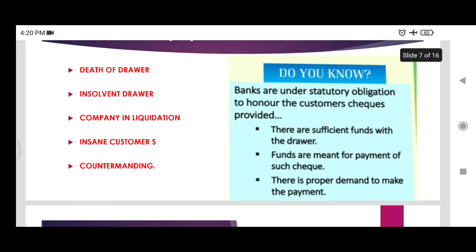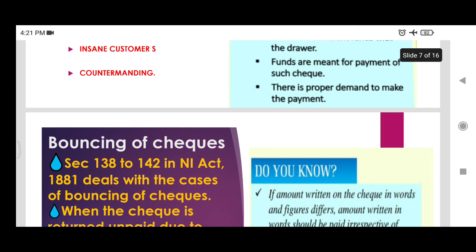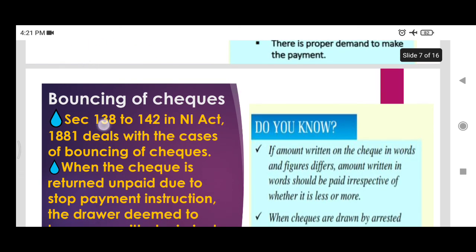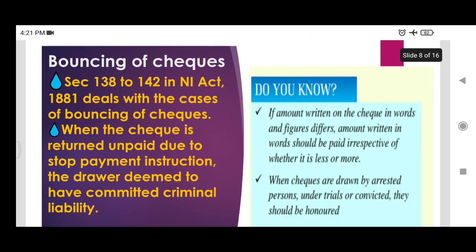We'll see one fact. Do you know banks are under a statutory obligation to honor the customers' checks when there are sufficient funds with the drawer, the funds are meant for payment of such check, and there is a proper demand to make the payment? They have an obligation if these three provisions are fulfilled. Next, see the bouncing of checks. Why will checks bounce?